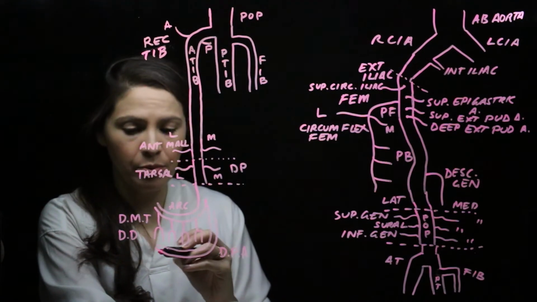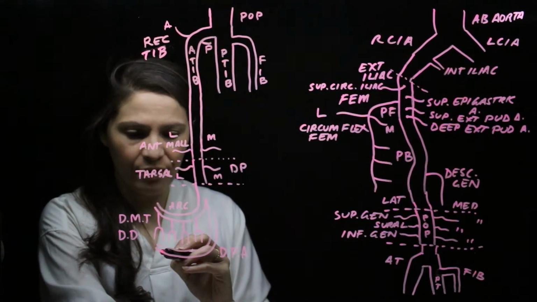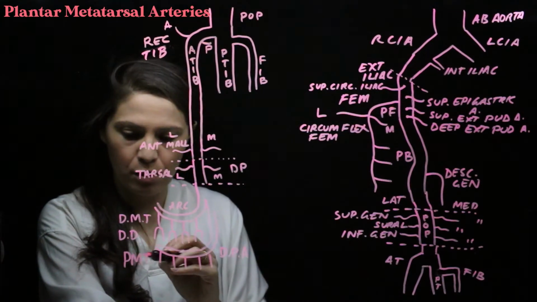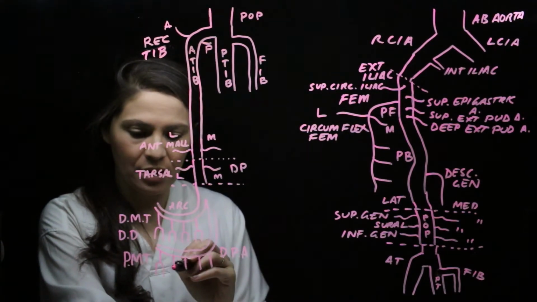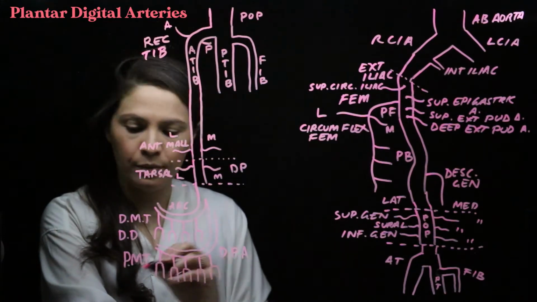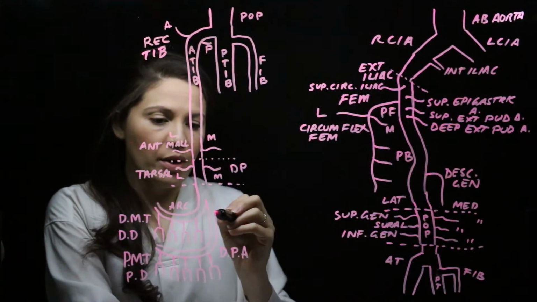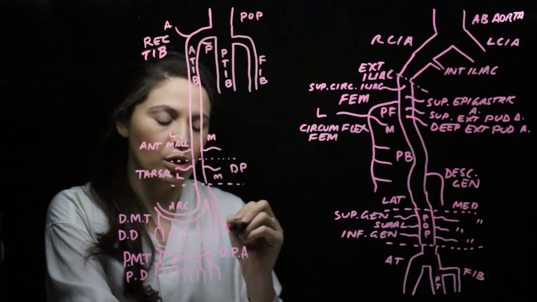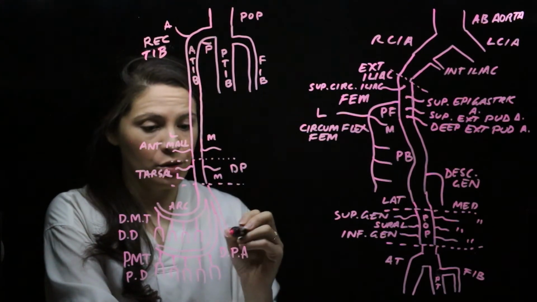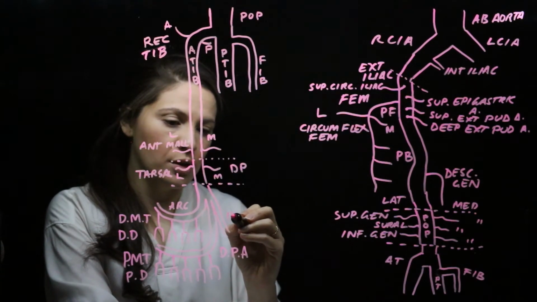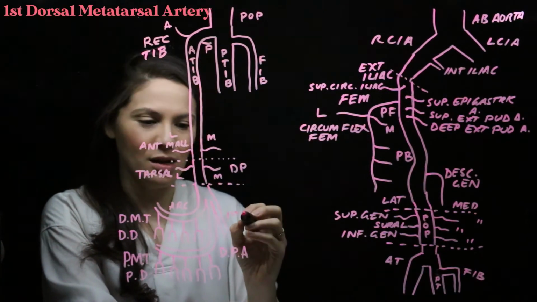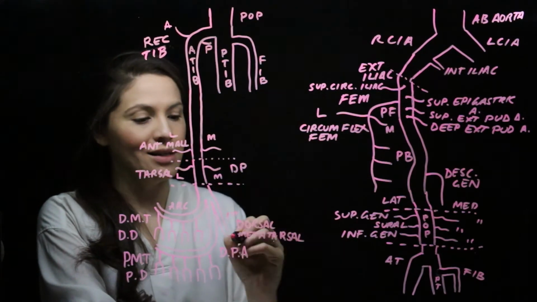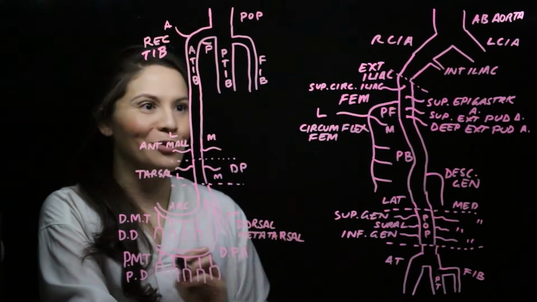And coming off the deep plantar arch, we will have the plantar metatarsals, and then our plantar digitals. Also coming off the dorsalis pedis, you're going to have one branch that goes to the first toe, and so this will be your first dorsal metatarsal. Not sure why I decided to spell this one out completely, and this one's just all abbreviations.